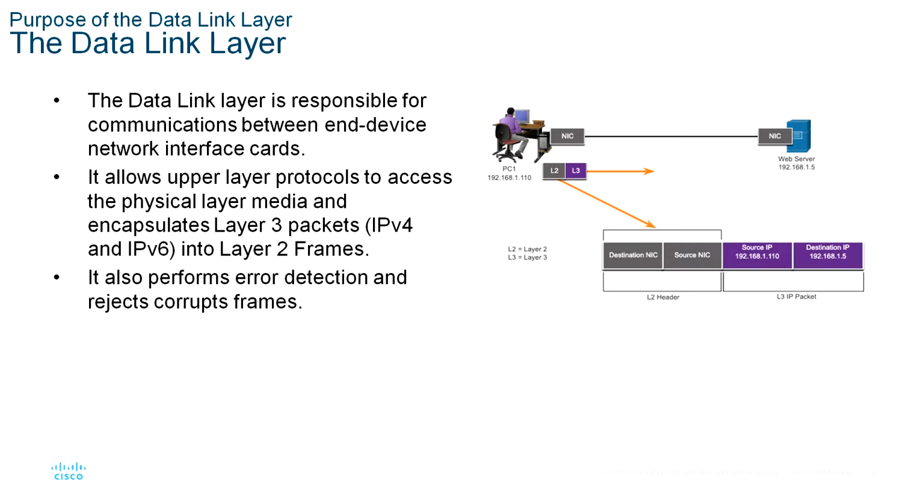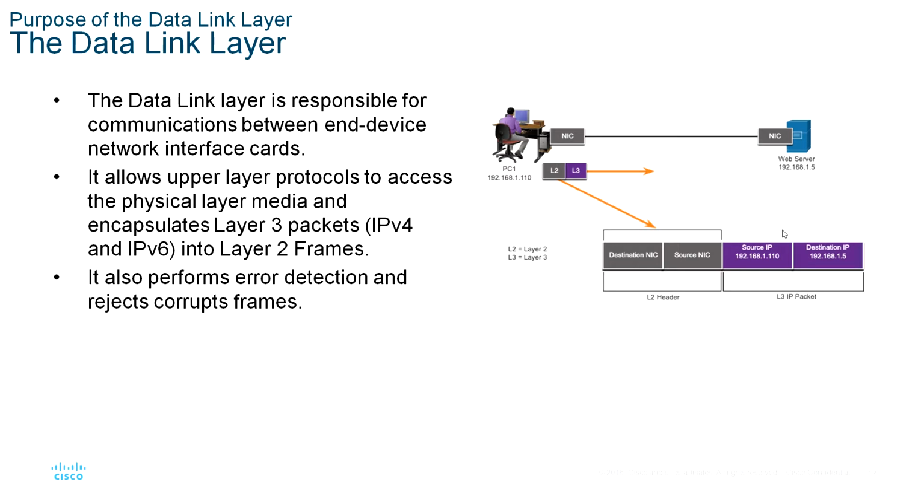The diagram shows an example of how the data link layer adds layer 2 Ethernet destination and source NIC information to a layer 3 packet. It would then convert this information to a format supported by the physical layer. You can observe in the diagram, layer 2 and layer 3. That is the destination NIC, source NIC, source IP and destination IP.